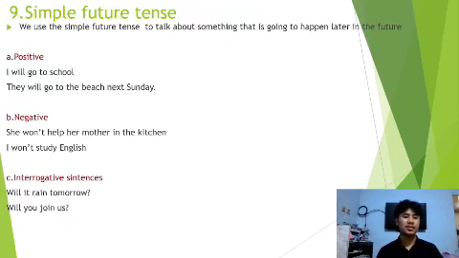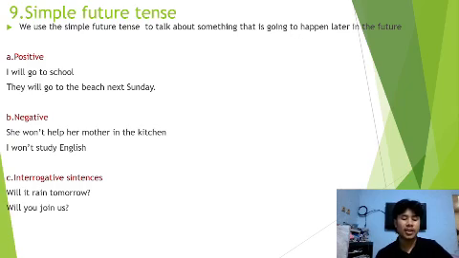For the next is the simple future tense. We use the simple future tense to talk about something that is going to happen later in the future. Positive sentence: I will go to school. They will go to the beach next Sunday. Negative: she won't help her mother in the kitchen. I won't study English. Interrogative sentence: Will they try tomorrow?